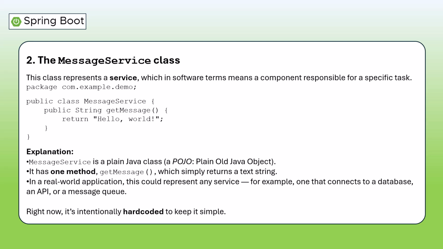We call this kind of class a plain old Java object, or POJO. It doesn't depend on anything external, and it doesn't use any annotations or frameworks. Even though it seems trivial, this little class helps us understand how services are designed: one class, one clear purpose.